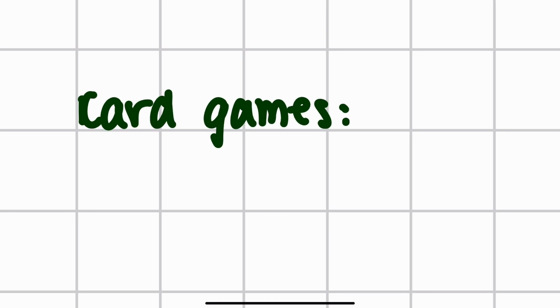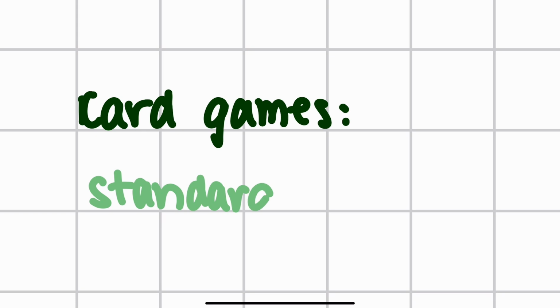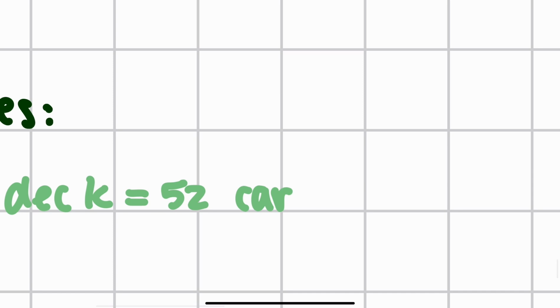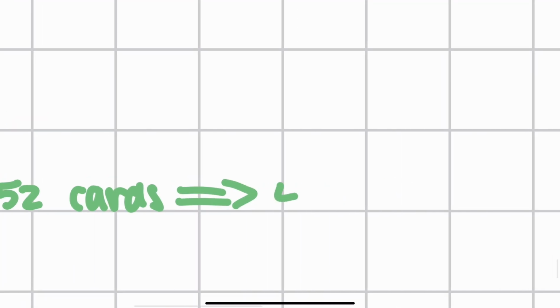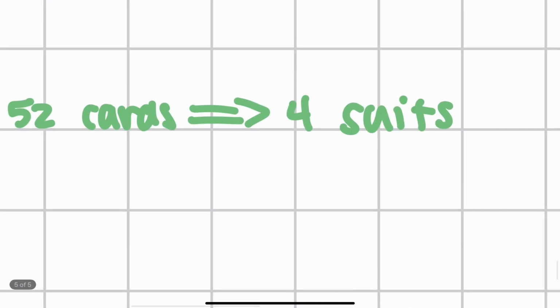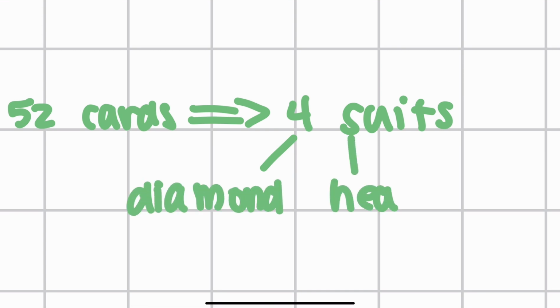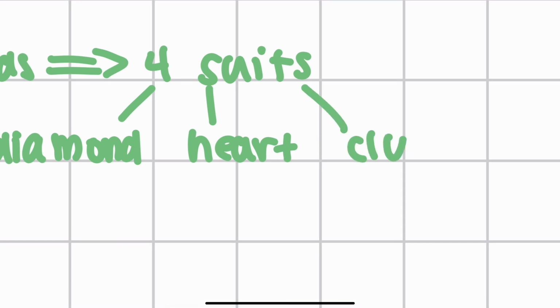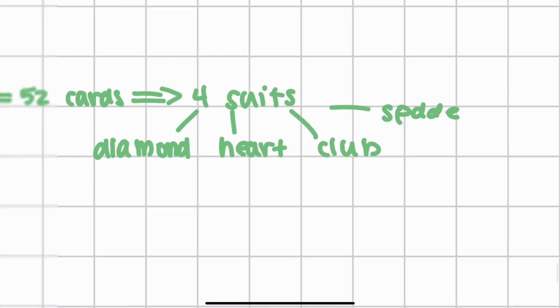Now let's look at probability in card games. In a standard card deck, there are 52 cards. There are 4 suits. There's diamond, heart, club, and spade. And in each of these suits, there's 13 cards.